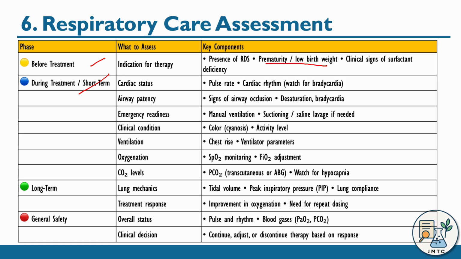You monitor first for cardiac rhythm and pulse. Ito muna. And then you next watch for airway occlusion, signs of desaturation, bradycardia. So if this happens, remove from ventilator, you provide manual ventilation, and you need saline lavage or suctioning. You also monitor for color and activity level of the infant. Kung cyanotic na ang itsura niya, that's not a good sign. Titingnan niyo yung chest rise niya, is ventilation adequate.